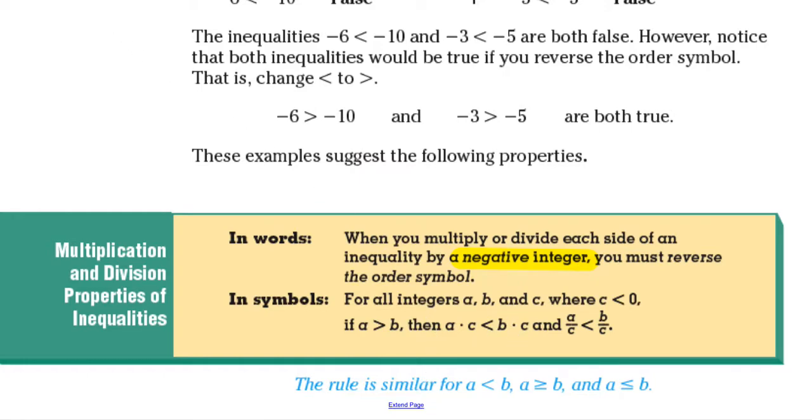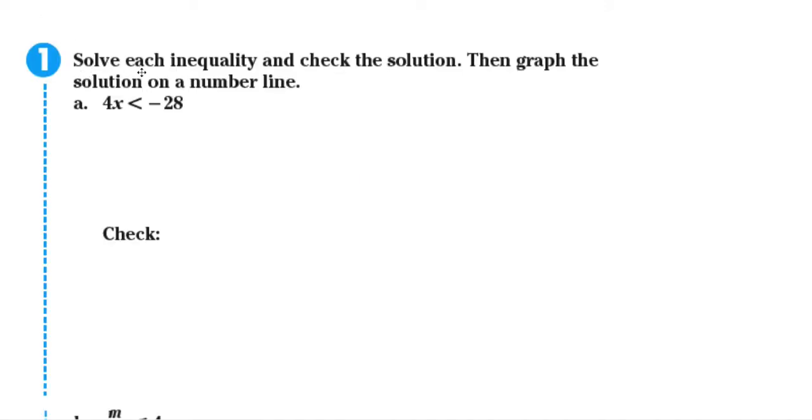Okay, let's take a look at how this works in example number 1. Solve each inequality and check the solution, then graph the solution on a number line. You have 4x less than -28. Like what I've been telling you all along, you need to copy the problem: 4x less than -28. After copying the problem, we want to solve for x. And in order to solve for x, we need to divide both sides by 4. To divide both sides by 4, we end up with x is less than -7. Okay? And then we check our answer.